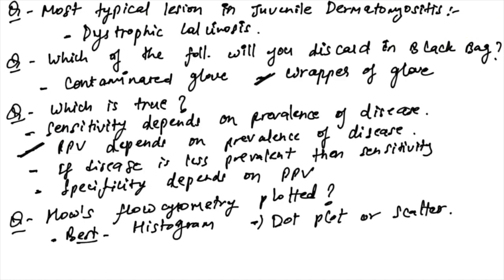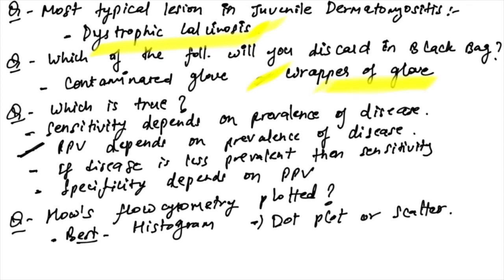The most typical lesion in juvenile dermatomyositis is dystrophic calcinosis. Which of the following will you discard in the black bag? Contaminated gloves are discarded in the red bag, and the wrapper of the glove is discarded in the black bag.